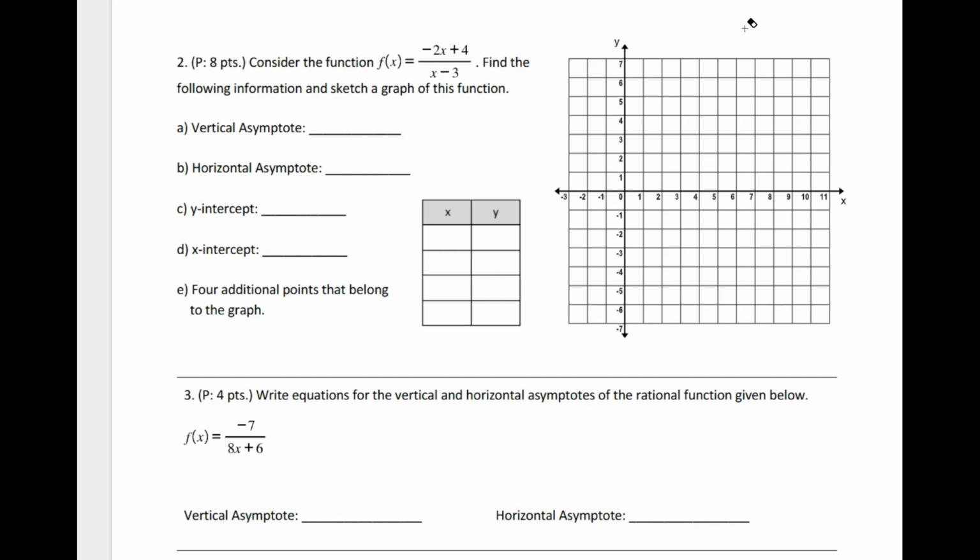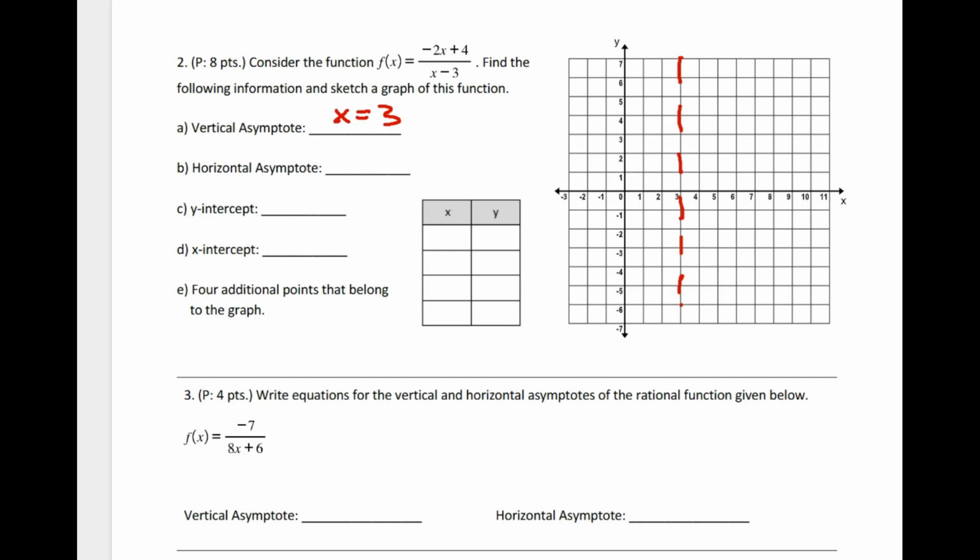Okay, problem number 2. This is a problem we've done a couple of weeks ago where we're developing a graph of a rational function here. So they want to know where the asymptotes are, the intercepts, and some points that belong to it. Then we're going to sketch the graph of it. So the vertical asymptote occurs at the value of x where the denominator is equal to 0. So in this case, that's going to happen at x equals 3. All right, so at x equals 3, I'm going to draw a dashed vertical line.